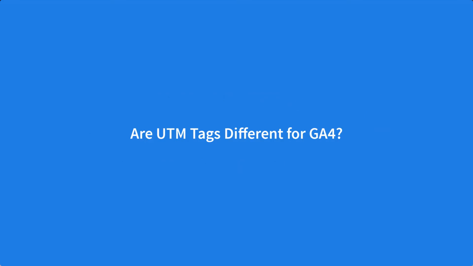Are UTM tags different for GA4? The method we just went over to create UTM tags is the same, whether you want to track in Universal Analytics or GA4. It uses the same exact tag. You'll be able to see the data in both profiles. The one difference you need to be aware of is right now, GA4 only shows the required data fields. There's no place to view the optional UTM parameters in the GA4 profile right now. GA4 is still being improved, so I'm sure this will change in the future.